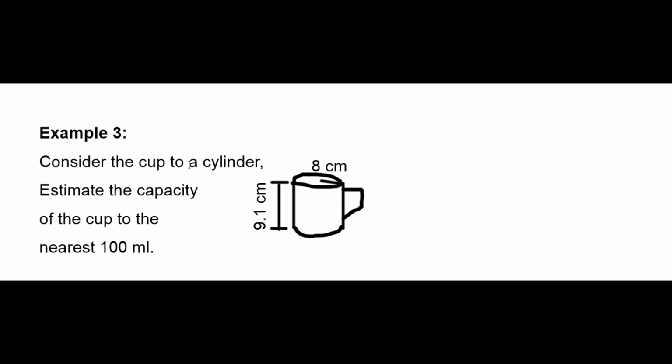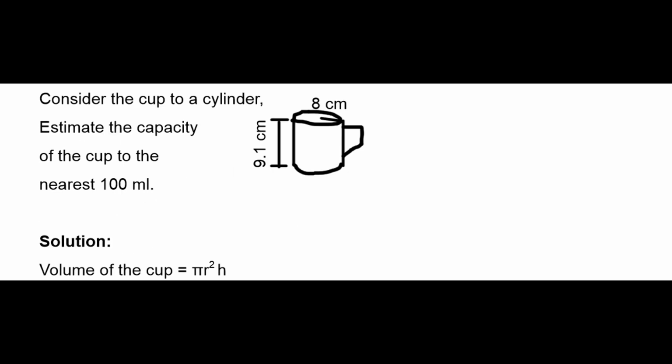Let's take the last example, example 3. Consider the cup to be a cylinder. The height of the cup is what? 9.1 cm, and the radius of the cup is what? 8 cm. So we are asked to estimate the capacity of the cup to the nearest 100 milliliter.